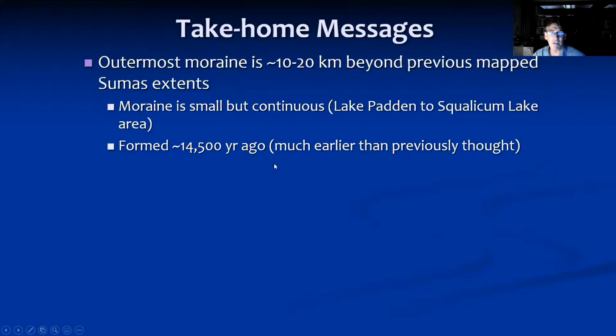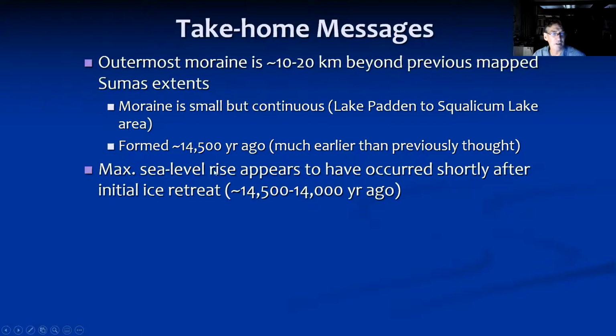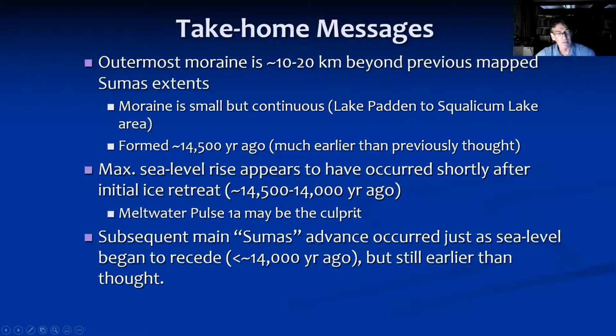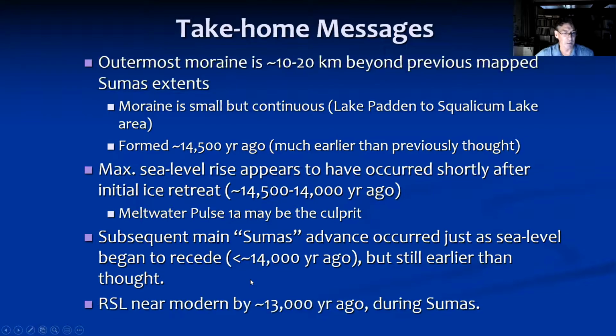It formed about 14,500 years ago, which is quite a bit earlier than previously considered. The maximum sea levels appear to have happened shortly after that glacier retreated, 14,500 to 14,000 years ago. That may relate to meltwater pulse 1A, this global rapid rise in sea level. Again, that needs to be teased out a bit more. The subsequent, what I call the main Sumas advance, occurred just as sea level began to retreat, a little less than 14,000 years ago, but still earlier than previously considered.